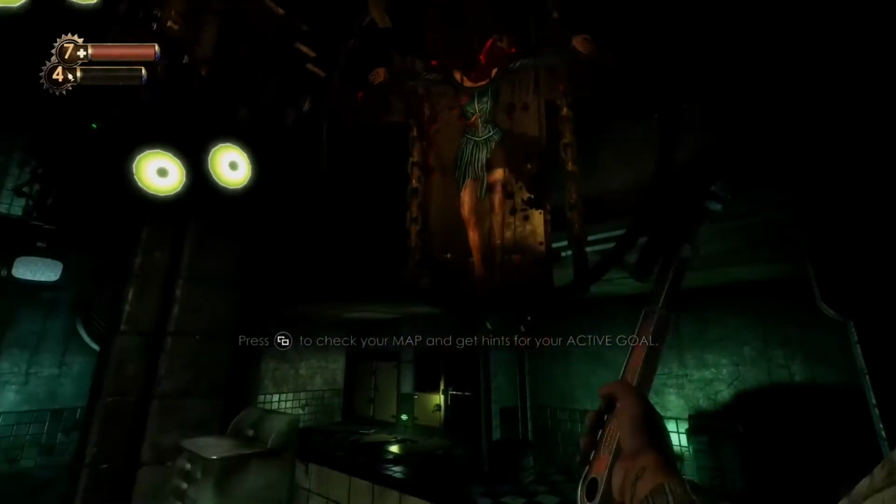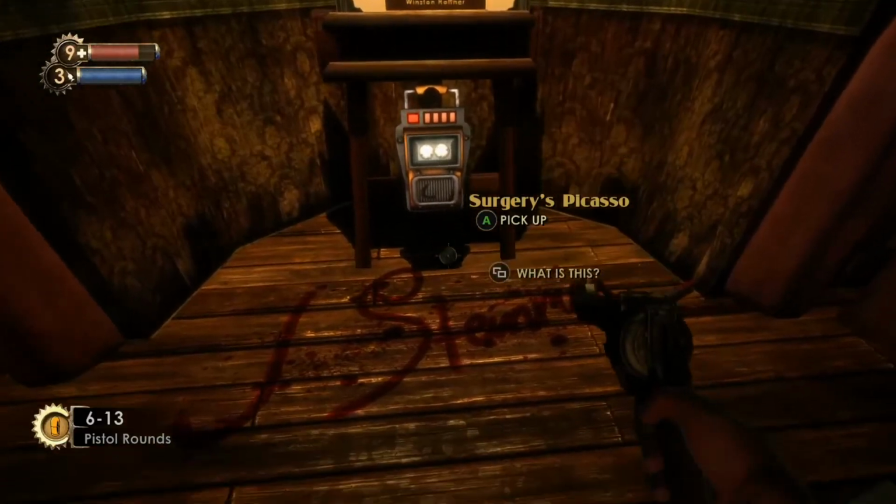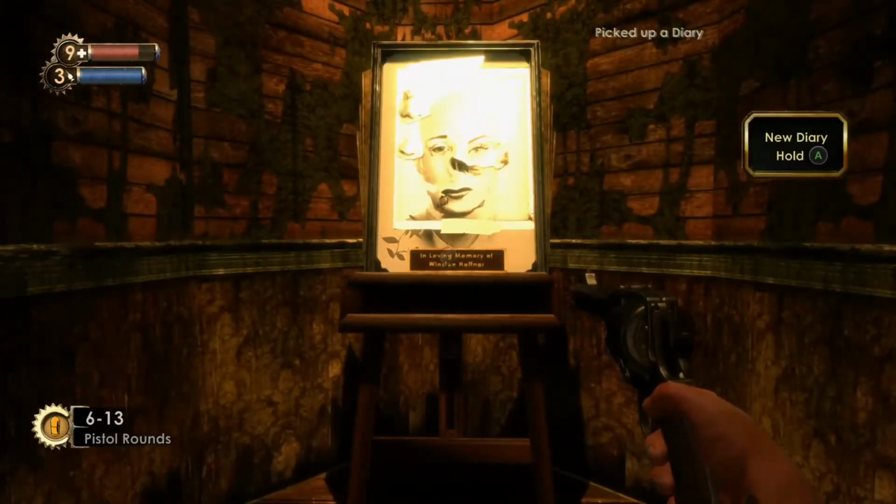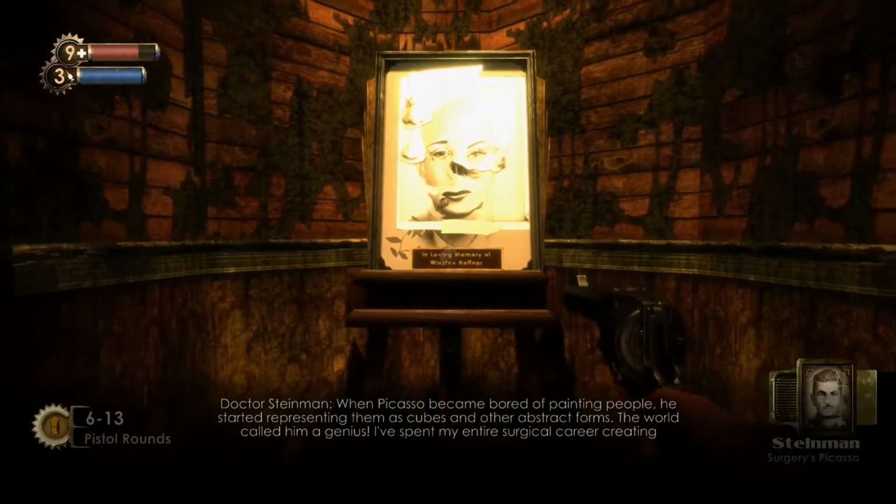Steinman doesn't even view himself as a plastic surgeon, but rather an artist who molds the bodies and faces into abstract art. His goal is to become the Pablo Picasso of plastic surgery, changing the way people view beauty.